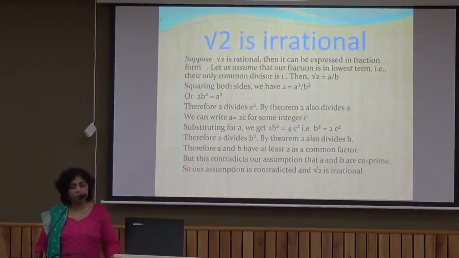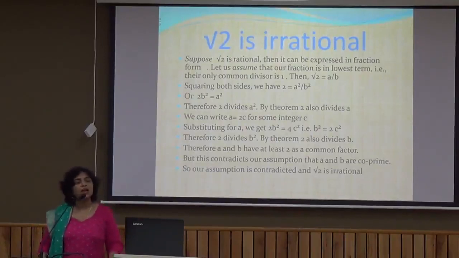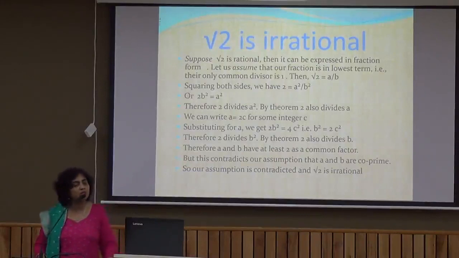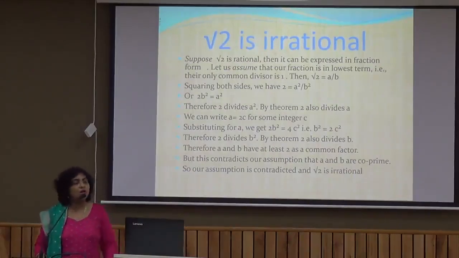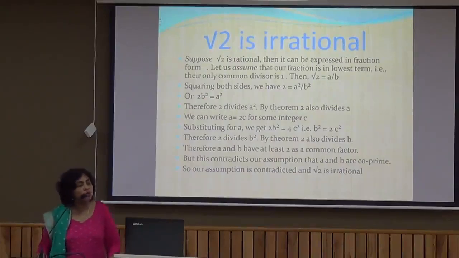So we say square root 2 is a upon b, and we square the whole equation to get 2 is equal to a square upon b square. Cross multiplying we get 2b square is equal to a square. That says 2 divides a square. And by the theorem, if 2 divides a square, it should also divide a. So we can say a is 2c. That means it's a multiple of 2, which is represented in the form 2c, where c is another integer.